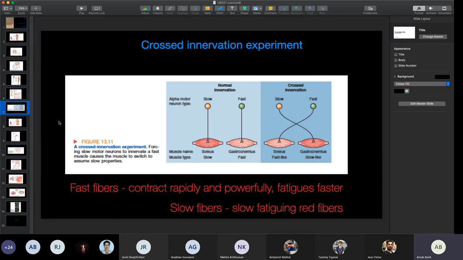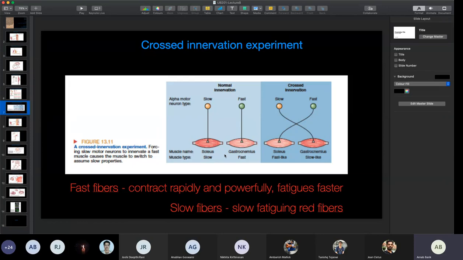Yeah, and this is a very interesting experiment done by a scientist called Tom Lomo, which I actually studied during my PhD. Each motor neuron is connected to slow muscles or fast muscles. So what controls identity, who decides that it becomes a slow muscle or a fast muscle? There can be two hypotheses, right?